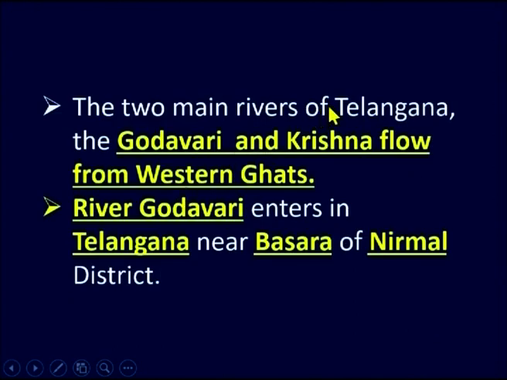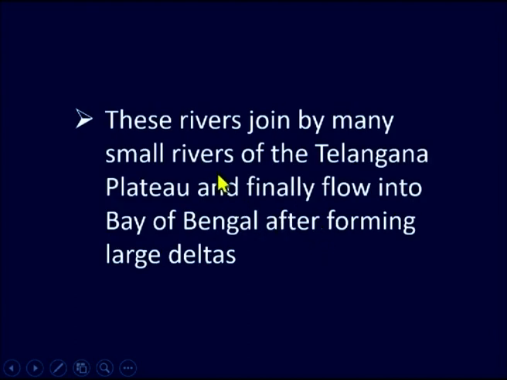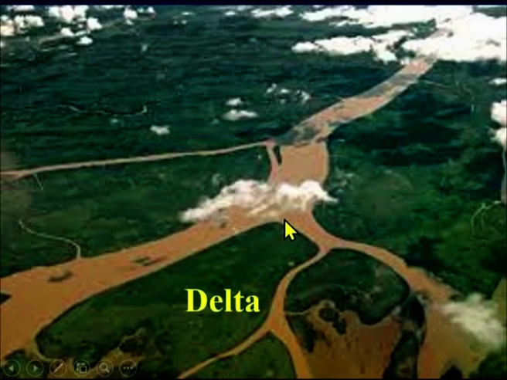The two main rivers of Telangana, the Godavari and Krishna, flow from Western Ghats. River Godavari enters Telangana near the place called Basara of Nirmal district. The rivers are joined by many small rivers of the Telangana plateau and finally flow into the Bay of Bengal after forming large deltas. Children, here you can see the deltaic lands.